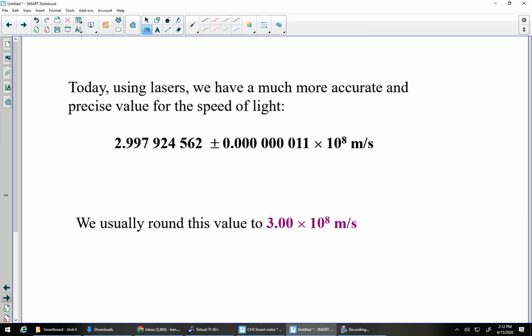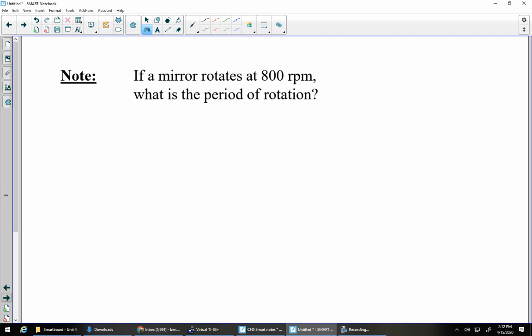I should also mention, before we get into examples here, I got ahead of myself a little bit there, that realistically today we can use lasers and more accurate timing to figure out a more precise value for the speed of light, 2.997924562 plus or minus 0.000000011 times 10 to the power of 8 meters per second, which we typically round to our standard 300 million meters per second, or 3 times 10 to the power of 8 meters per second.